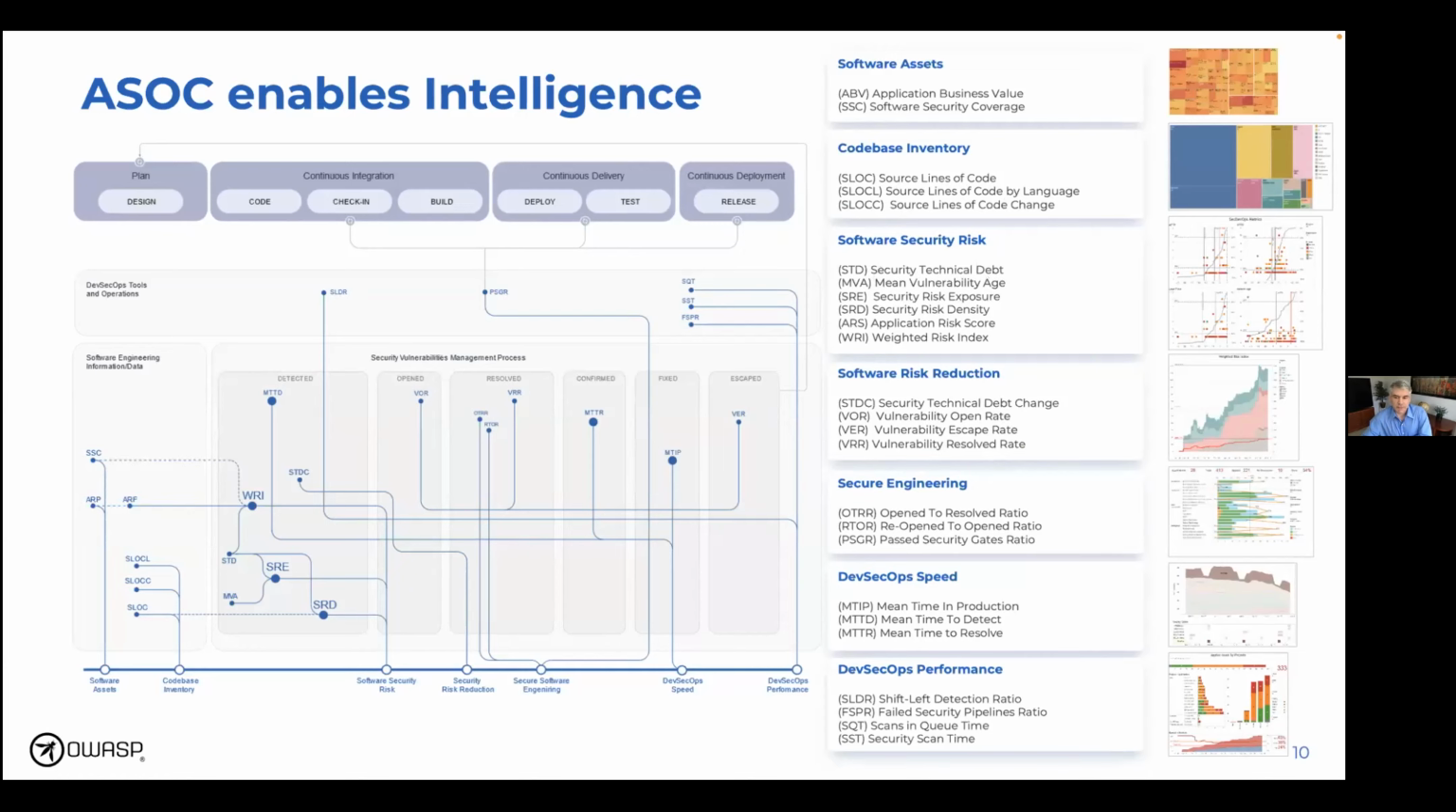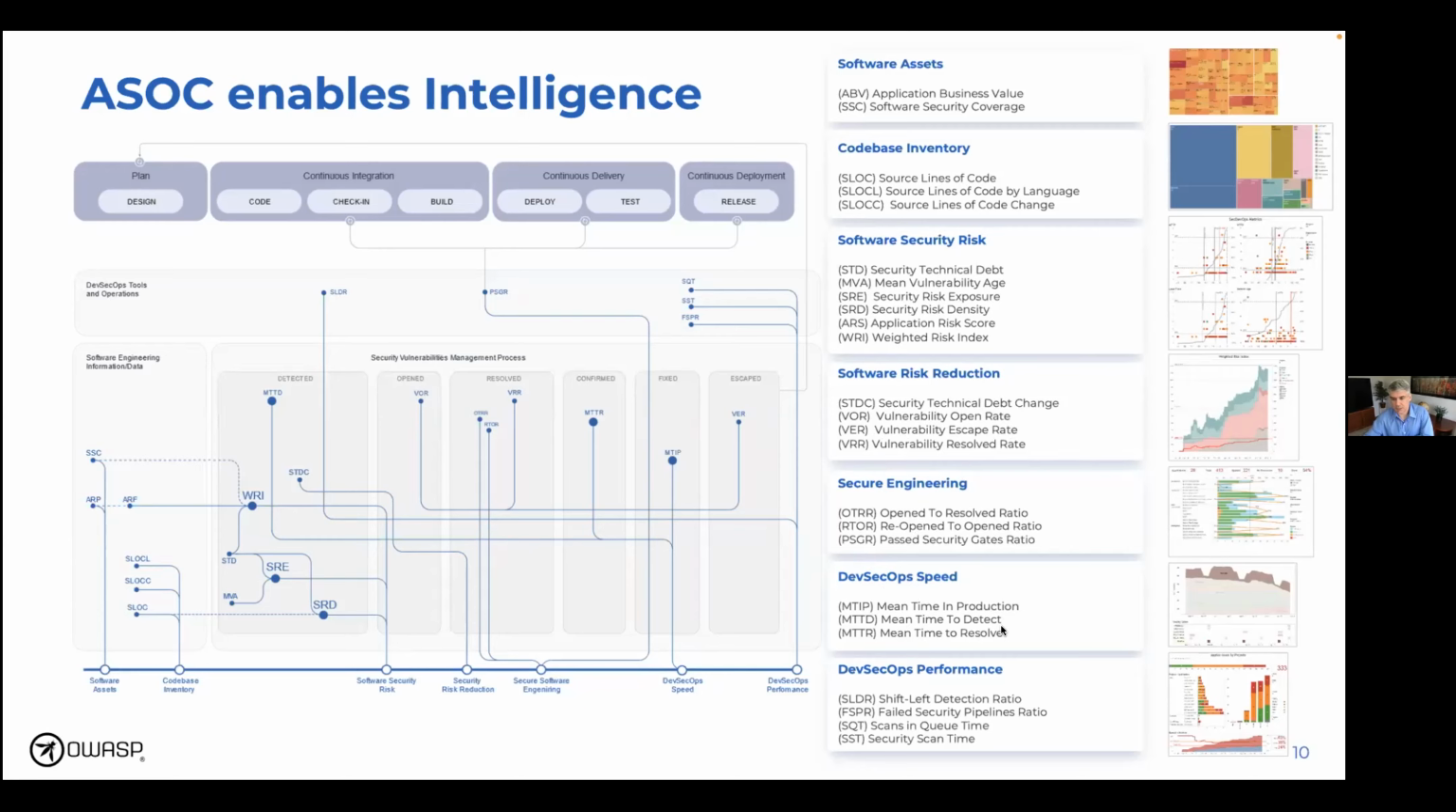But it will be able to calculate more sophisticated metrics here, like vulnerability open rate in a release, how many new vulnerabilities are created, and vulnerability escape rate, how many of those that got created during a sprint or release end up in the production environment, and how many are resolved. So that way you can start seeing whether you are really able to resolve all those new vulnerabilities that are created during the sprint.